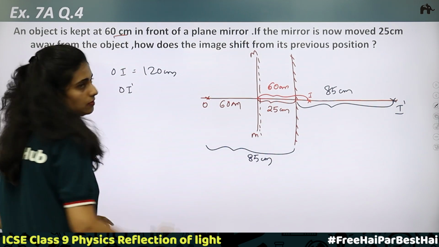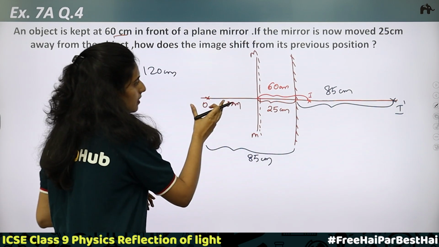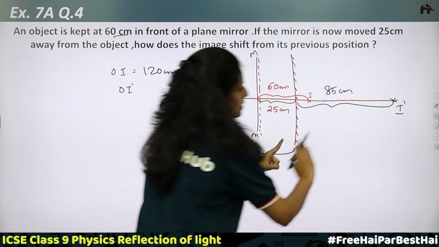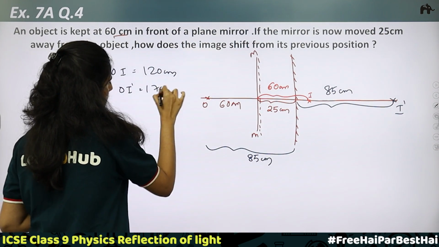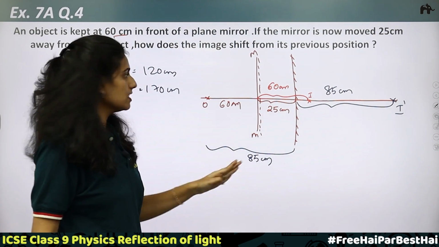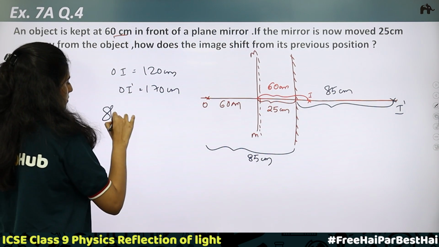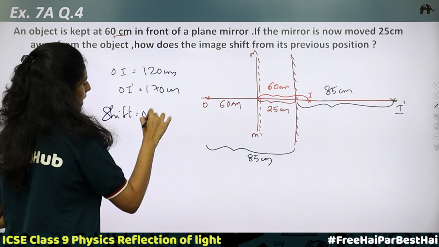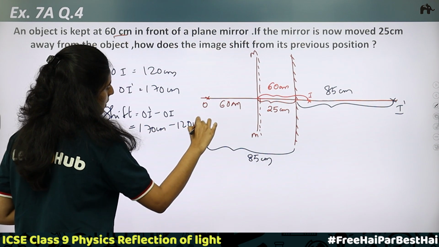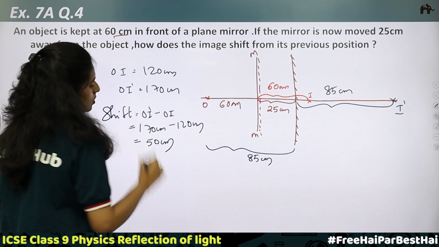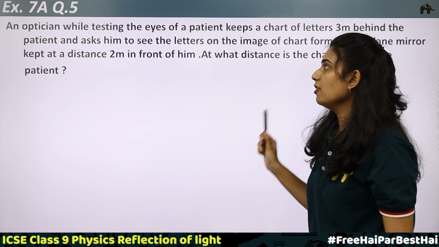What about the new position? This is the initial position of the image and this is the new position of the image. So here we will have 85 centimeter, this part 85 centimeter. 85 plus 85, which is 170 centimeter. So the new image is at a distance of 170 centimeter from the object. The shift of the image can be determined, which is OI dash minus OI, equal to 170 centimeter minus 120 centimeter, equal to 50 centimeter. So the image will shift by a distance of 50 centimeter. Question 5 of exercise 7a.